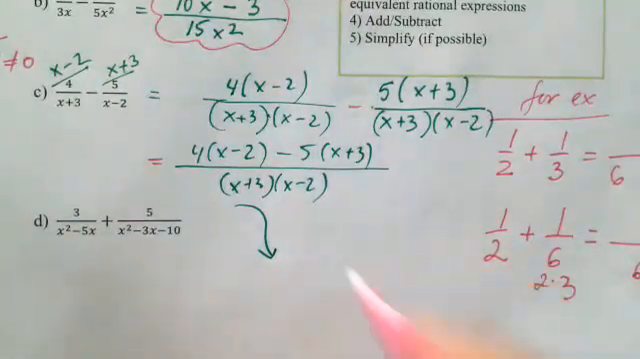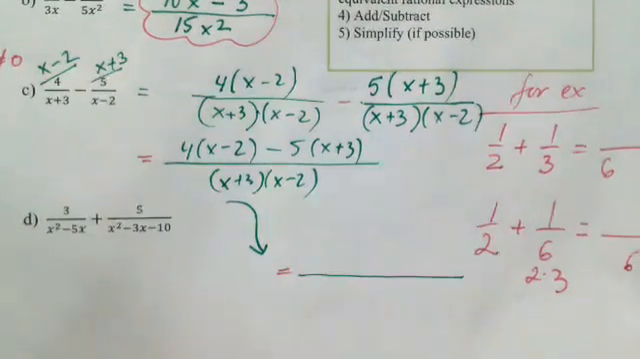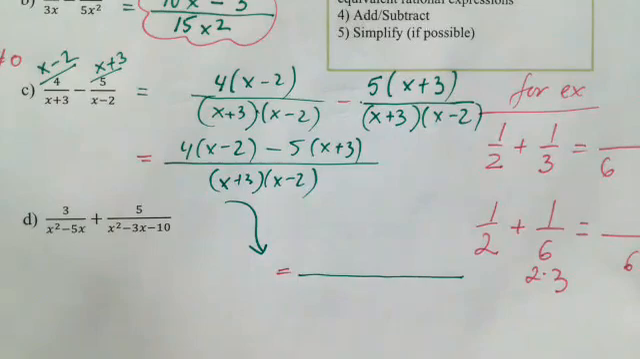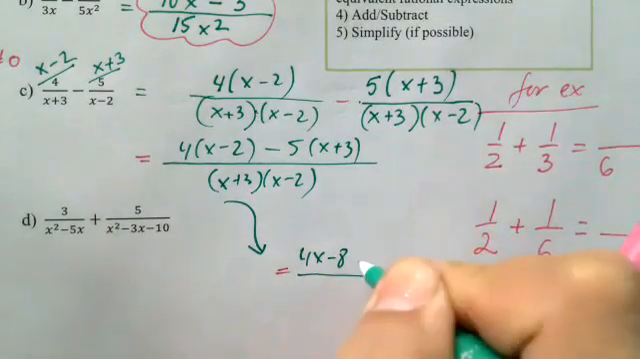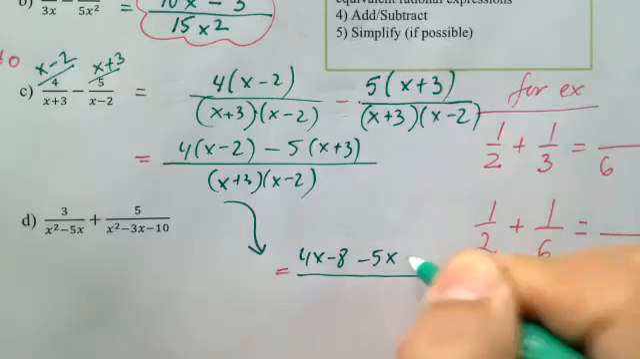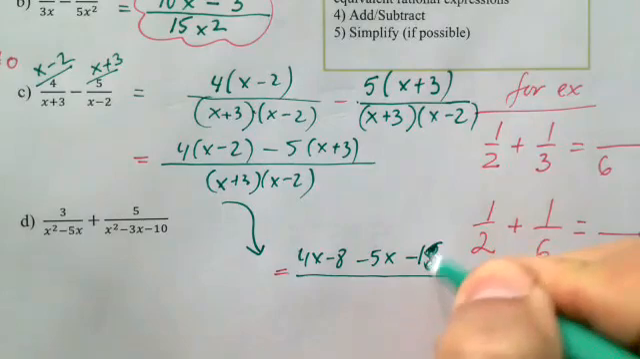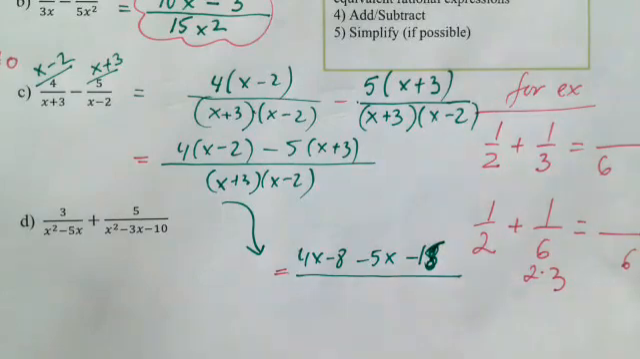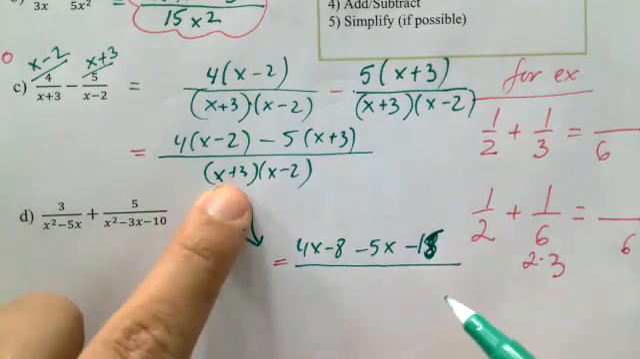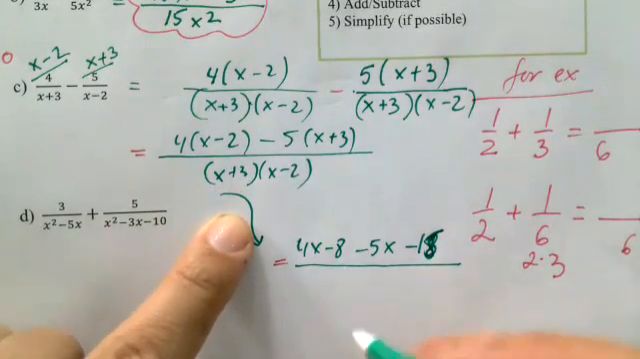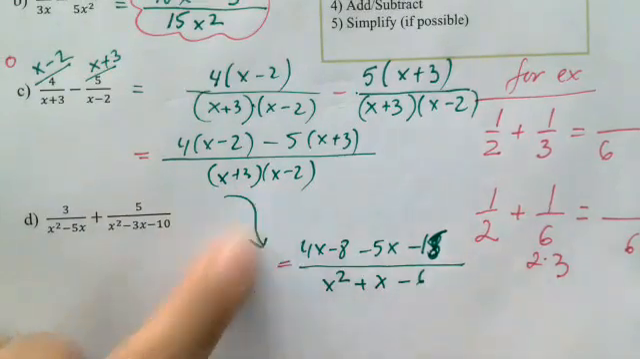So at the top, we can open up those brackets, and if we have any like terms, we will simplify. So 4x minus 8 minus 5x minus 15. At the bottom, again, we open up that. We have x squared plus x minus 6.